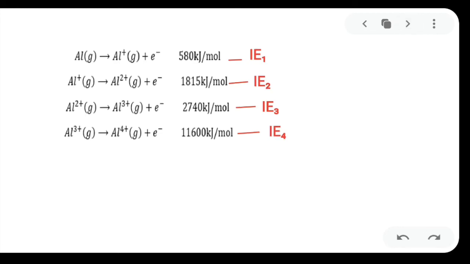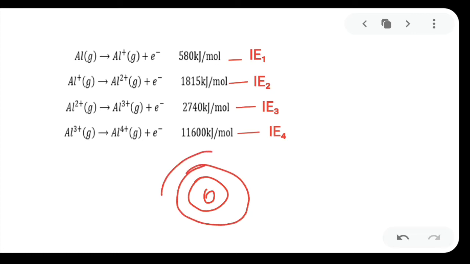Okay, let me draw the orbital diagram of the aluminium. This is my nucleus, this is the first cell, this is the second cell or L cell, and it is the M cell. And you can see in the M cell how many electrons are present. In the M cell 3 electrons are present. Is it clear? So in the M cell, 3 electrons are present.